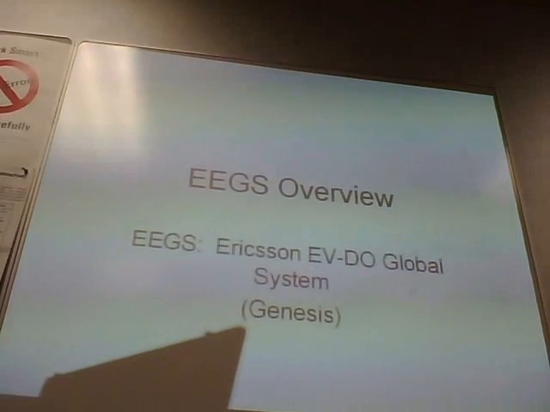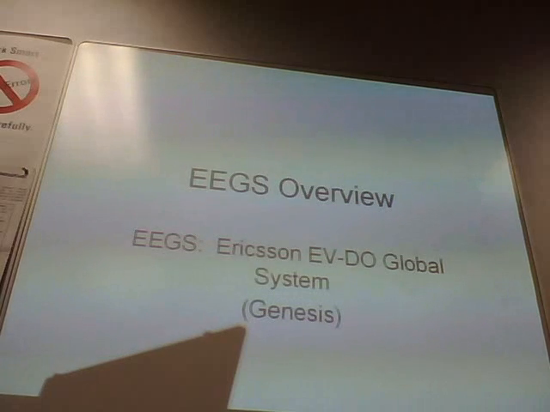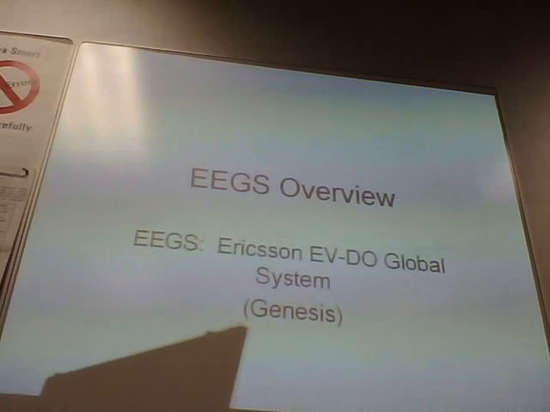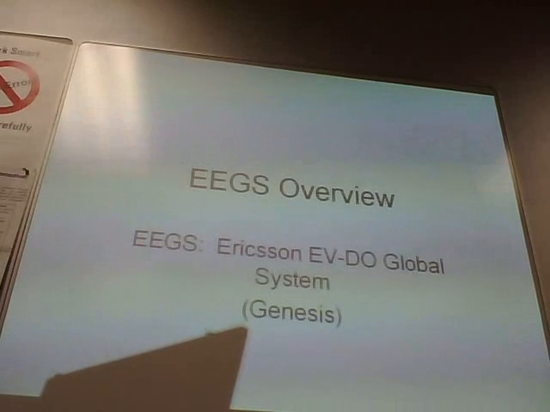I told her, so what is EEGS again? What's this EVDO item? Global System, CM. They all have their little code words for stuff. It's also called Genesis. Your today's product out there, the legacy EVDO, is a Nirvana product. EEGS is Ericsson's version.